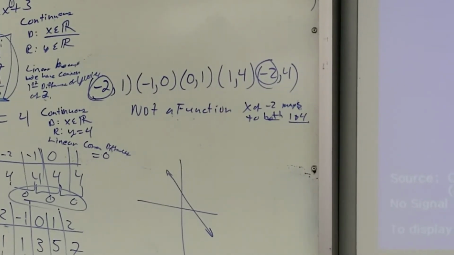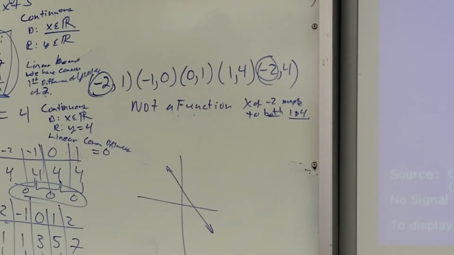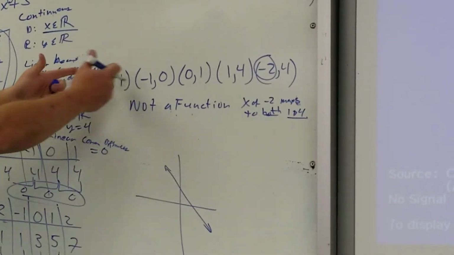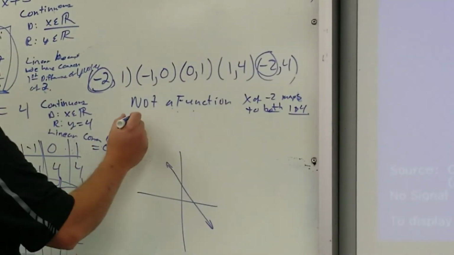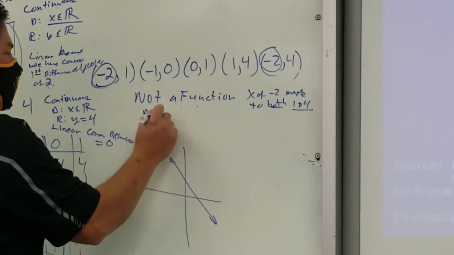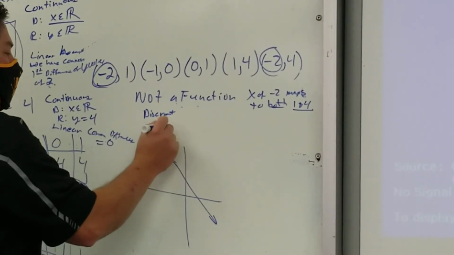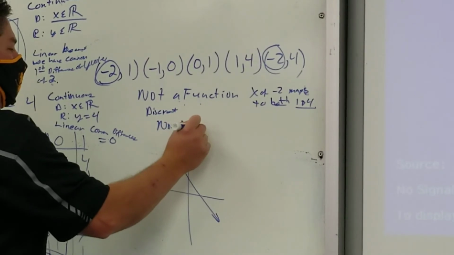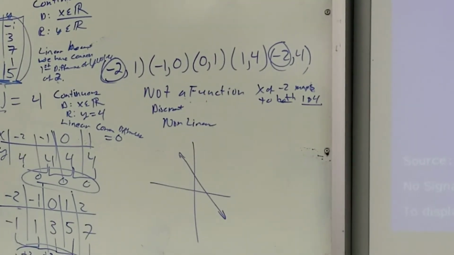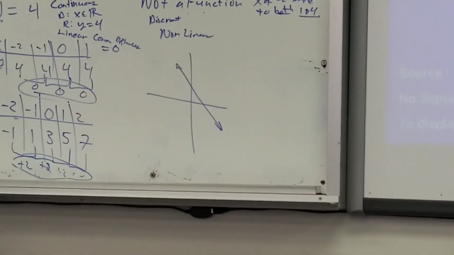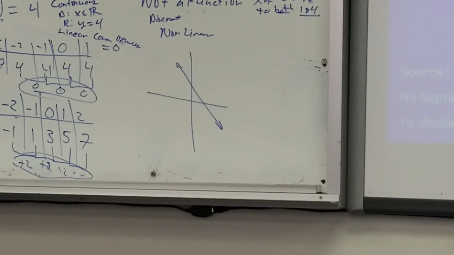Okay? Is it discrete or is it continuous? Discrete. There's a limited number of values. That's all there is. So this is discrete. Therefore, it's non-linear. Okay? Pretty easy. How about this one right here?